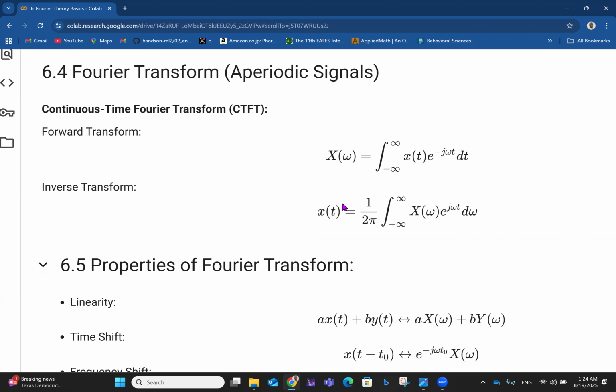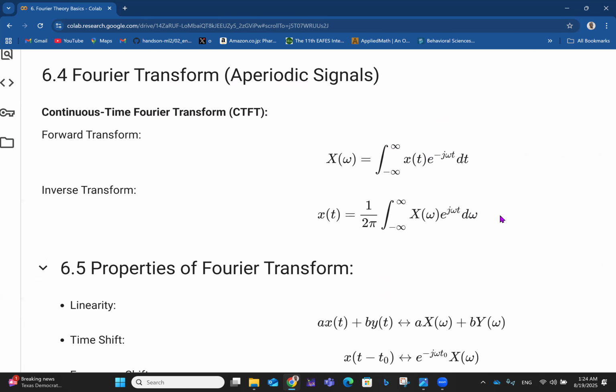So now this is x of t. It means if you want to retrieve this x of t, this is what you get. To retrieve x of omega, this is what you get. So one is the inverse of the other. So x of t is 1 over 2 pi times the integral from minus infinity to infinity of x of omega e raised to j omega t d omega, actually.